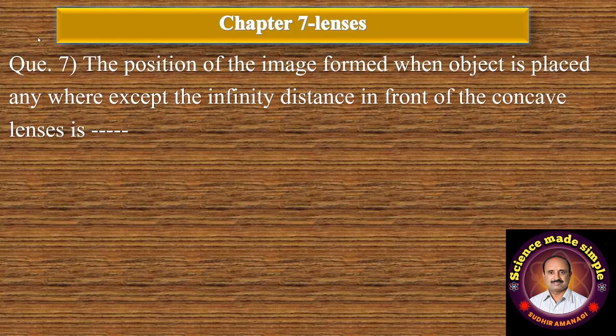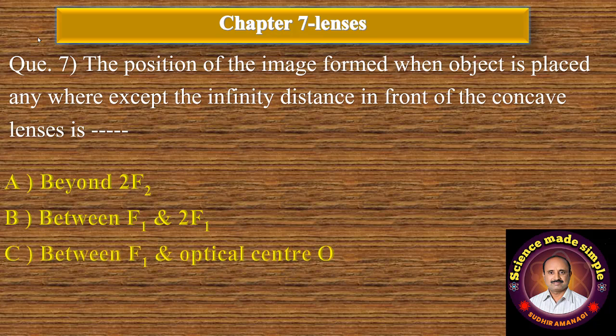Question number 7. The position of the image formed when object is placed anywhere except the infinity distance in front of the concave lens is option A, beyond 2f2. B, between f1 and 2f1. C, between f1 and optical center O. And D option, at f1. Correct answer is option C, between f1 and optical center.